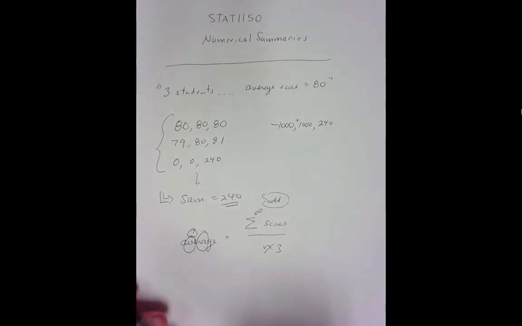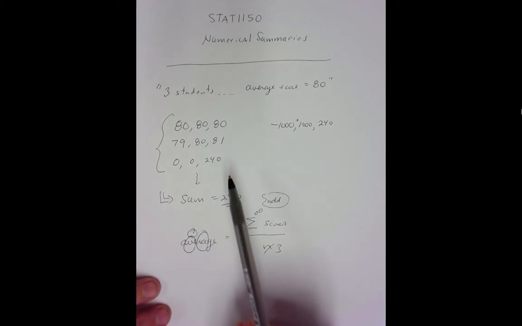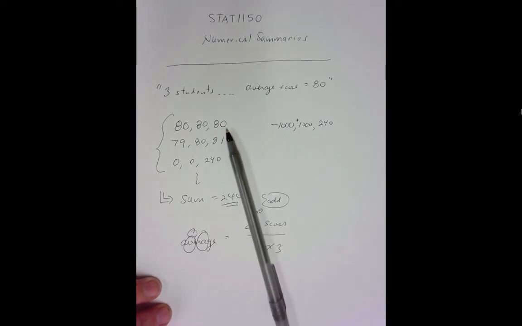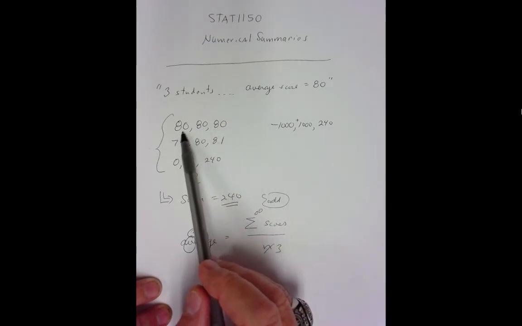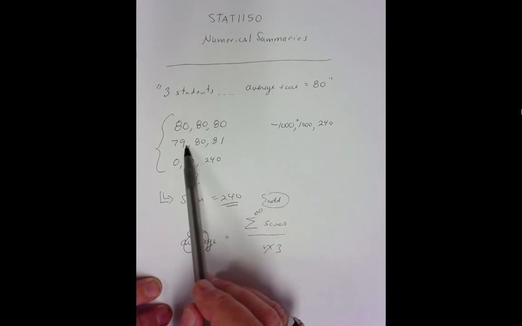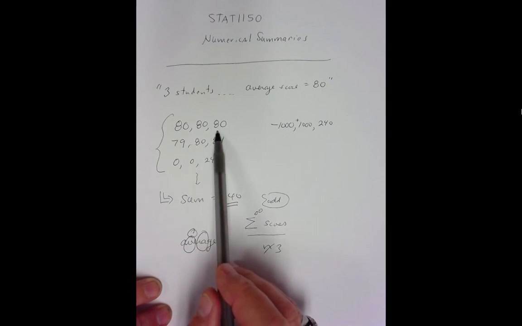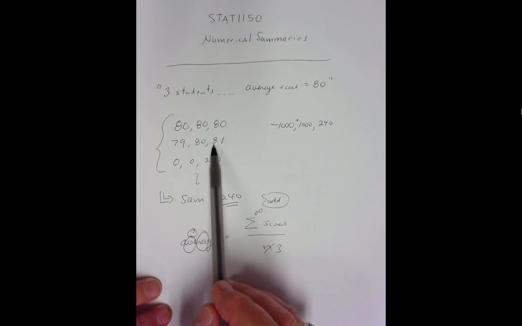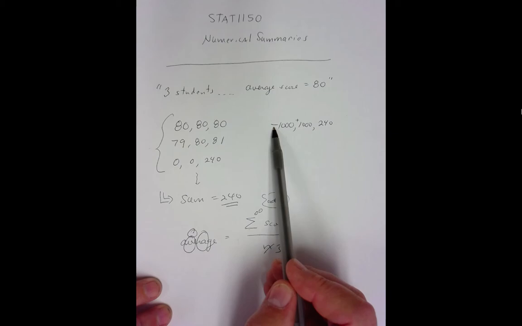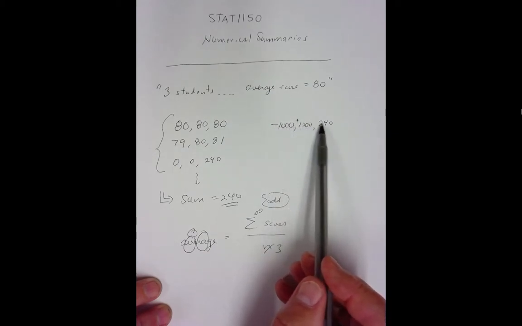But there's a bigger picture being made here. There's a more important issue that I want to stress. What makes these data unique are the variation, the consistency. There's no variation here. All 3 students scored the same. There's a little bit more variation here than that data set, but there's not as much variation as there is in this data set. This is just wacky, from negative 1,000 all the way up to positive 1,000 with 240 in the middle.